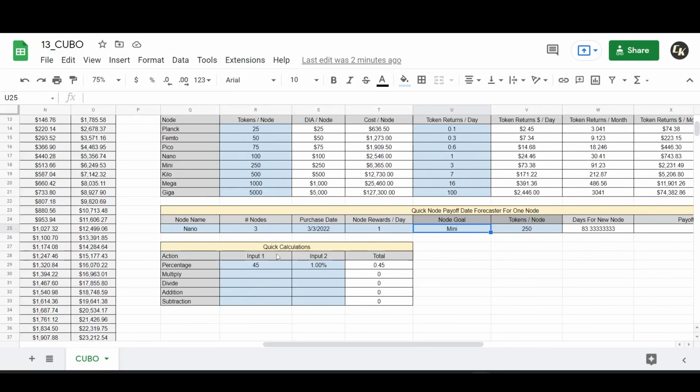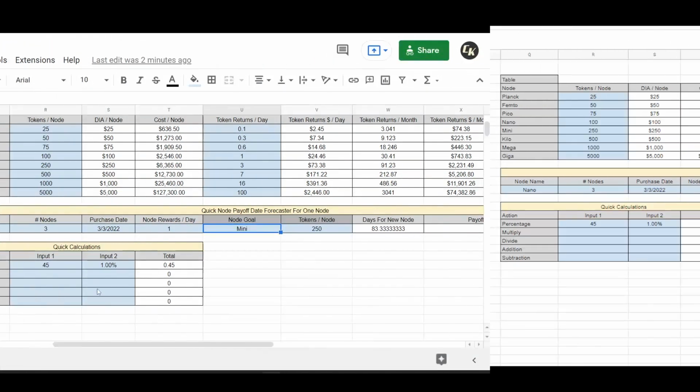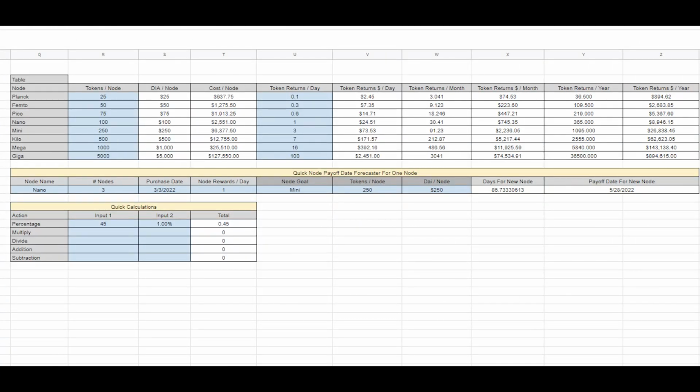And you also have a quick calculations table here to do any calculations if necessary. And as I was recording the video, I realized that I forgot to put the figure here for DAI per node to be included. The actual payoff day is not 83 days, it's 86 days.